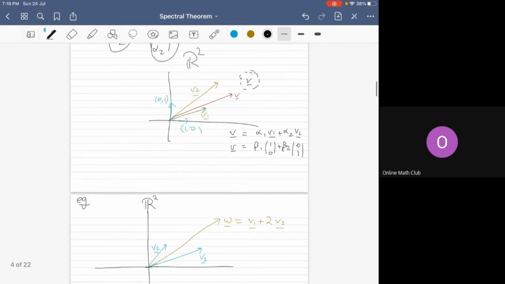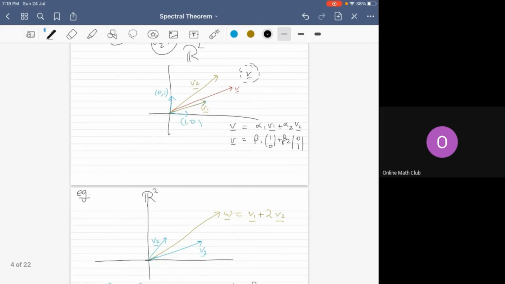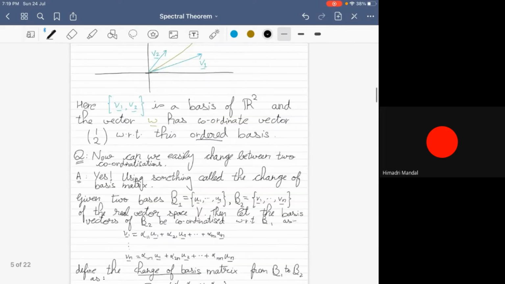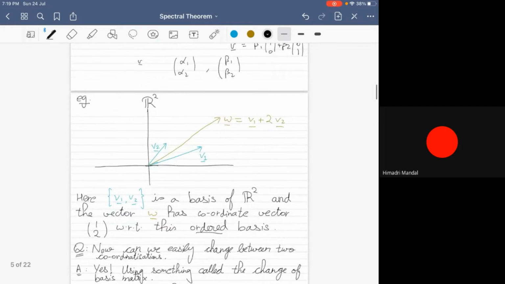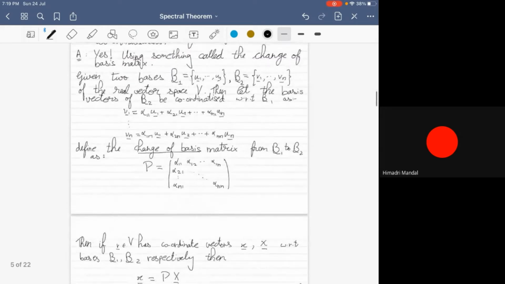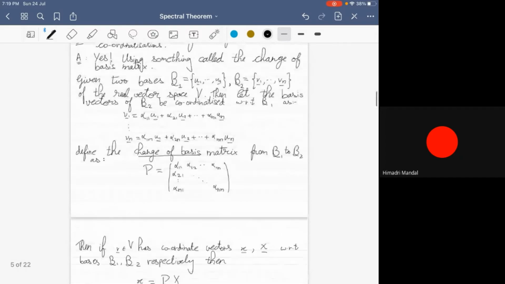So by change of basis, I mean, can we convert between these coordinate vectors alpha 1, alpha 2 and beta 1, beta 2, which are coordinate vectors of V? We should be able to multiply by some matrix to convert it. Yeah, that is what we are getting into.